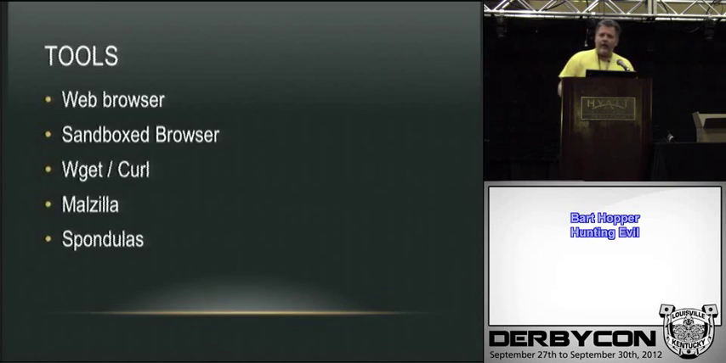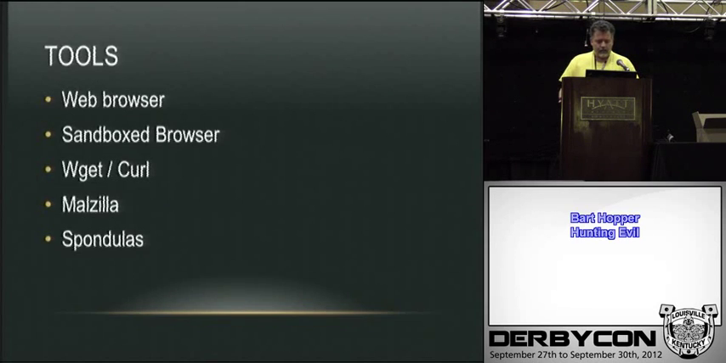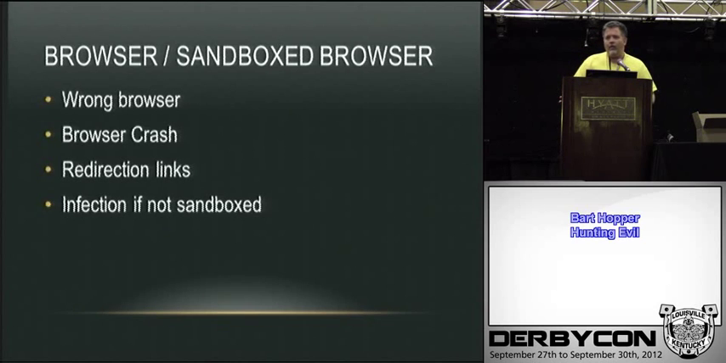Well, you can use a web browser, a sandbox browser, wget, curl. There's a nice program called Mozilla, and the program that I'm releasing today is Spondulus. The problem with using a web browser is you may be using the wrong browser to receive the exploit. If you are being served an exploit for Windows, but you're actually using the web browser Safari, they may think it's a Mac and not give you the payload.